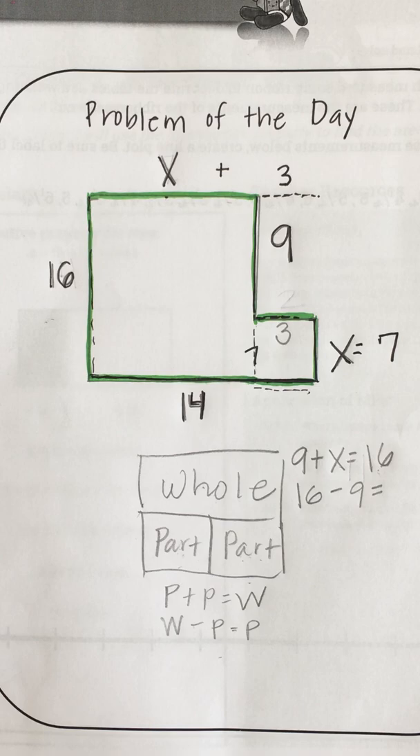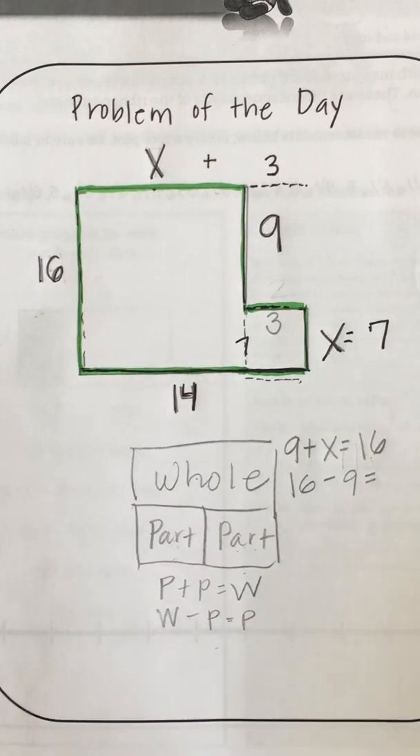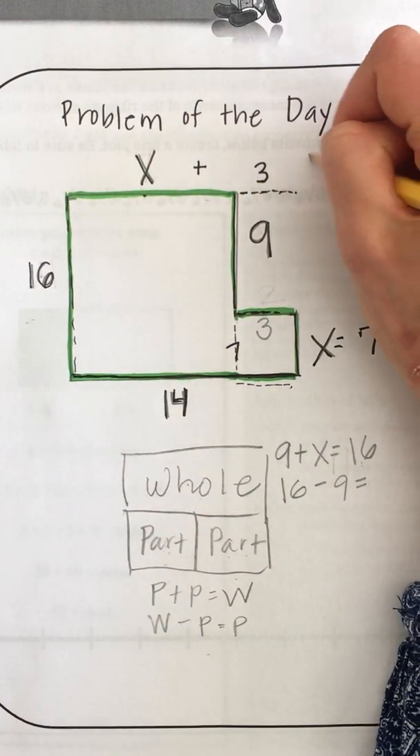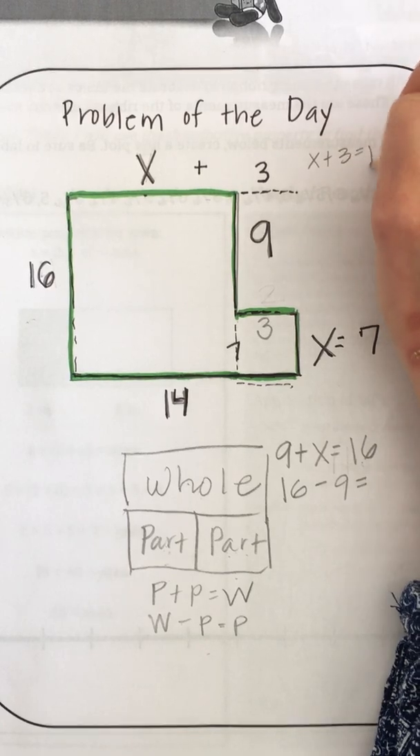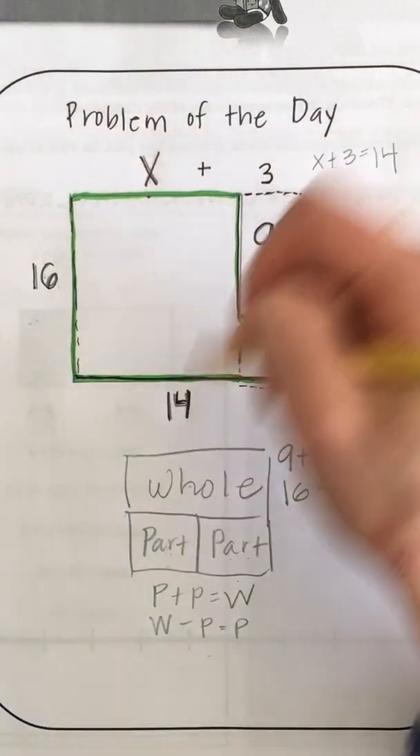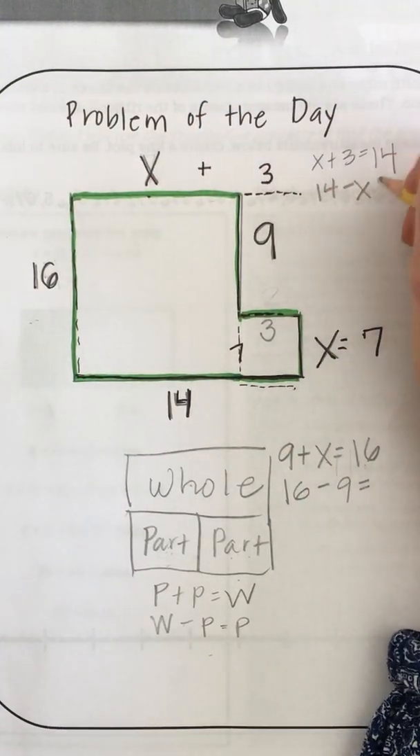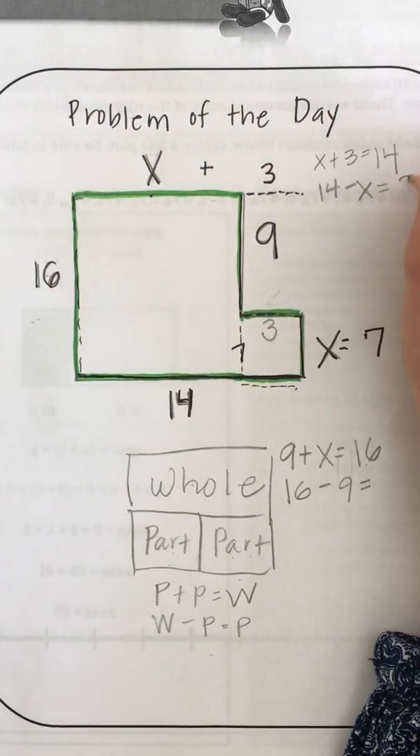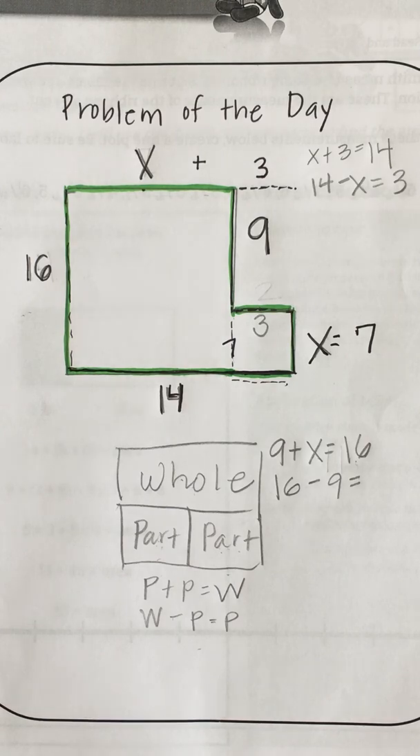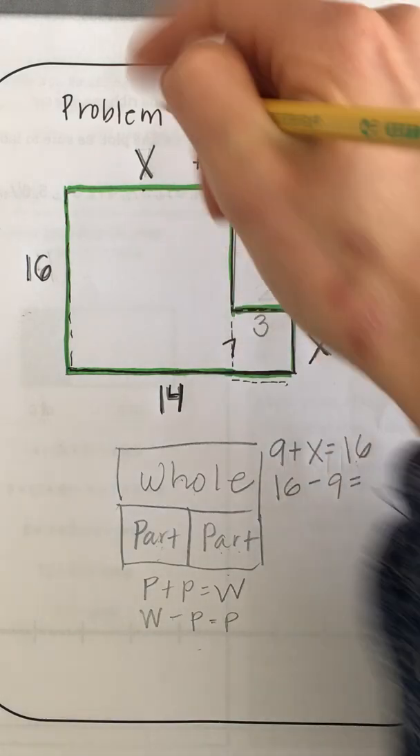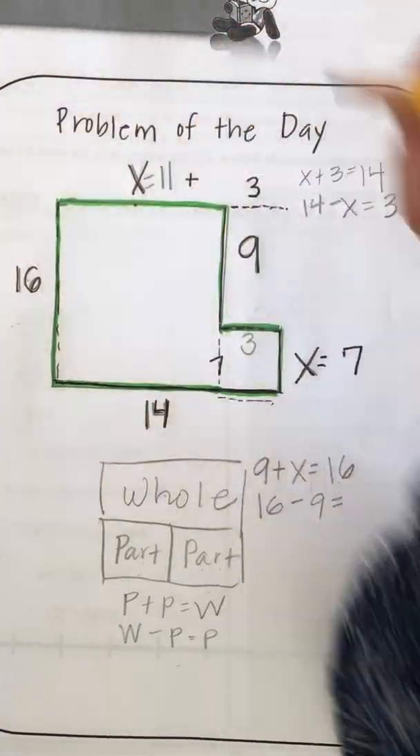So let's go ahead and fill in the blanks. We can either do up here something plus 3 equals 14, or we can do our whole, 14, minus our missing part equals the part that we know. So think about that. And if you're with me, you should get x is equal to 11.